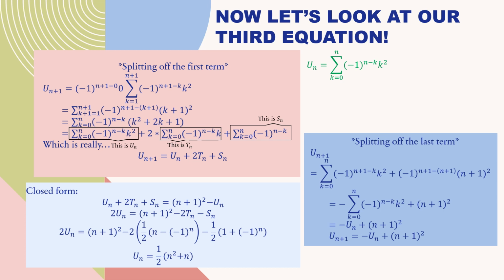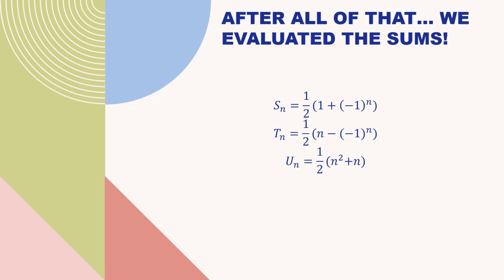So then we do the closed form again. We set these two equal to each other. And we get all that, do the distribution and everything. So we get u sub n is equal to 1/2 times n squared plus n. Again, the 1/2, I'm seeing a pattern, thank goodness. And so, after all that, that is what we get.